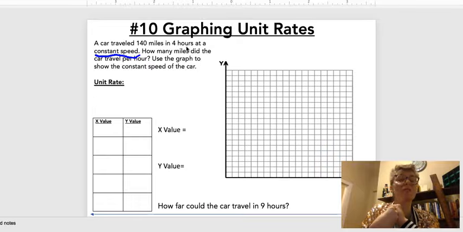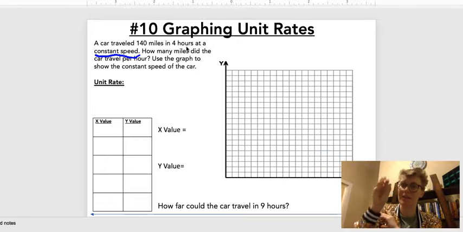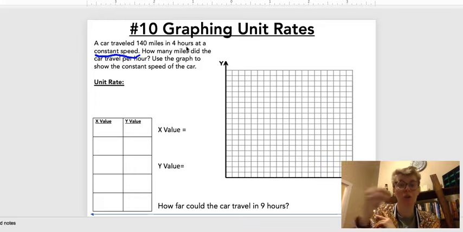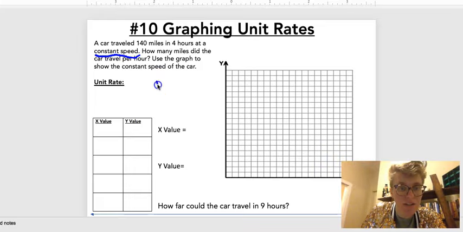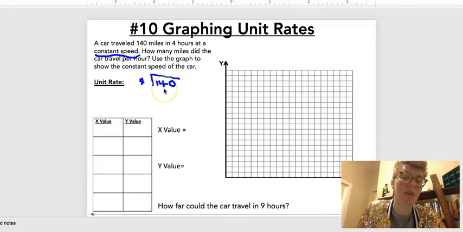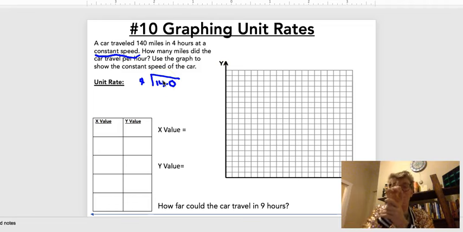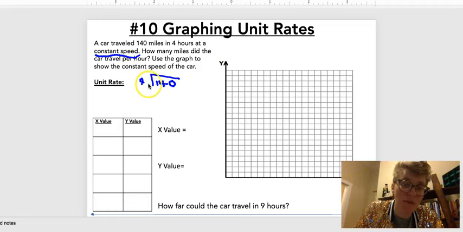We know we always use division. We take our total and divide it by the time, or we divide it by how many items we have to figure out our unit rate. So I know that this car is going to go 140 miles, and it covers this distance in 4 hours. When I divide this, I'm saying, okay, if this is the total distance in 4 hours, let's break it up and get it in just 1 hour.